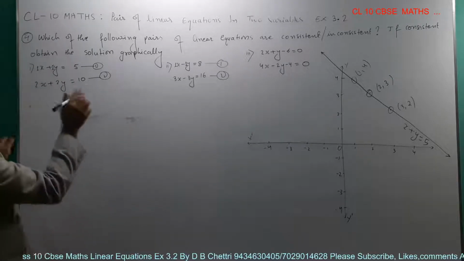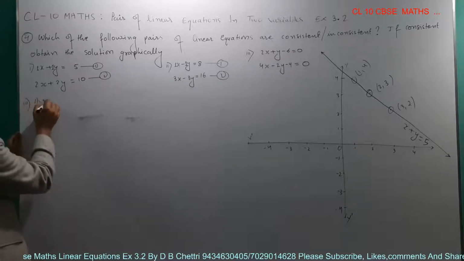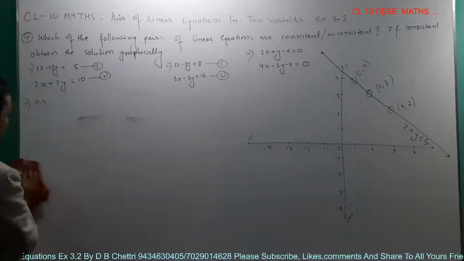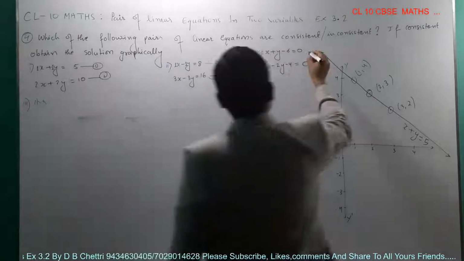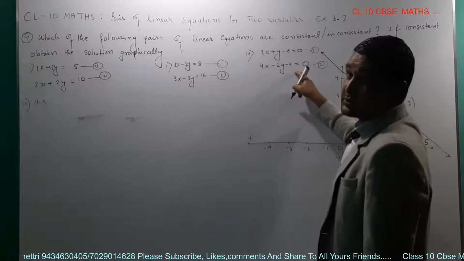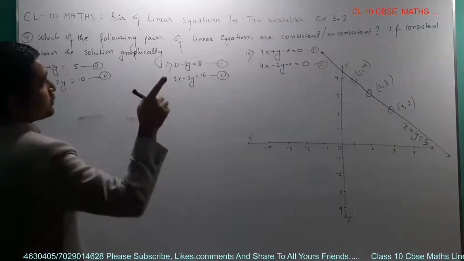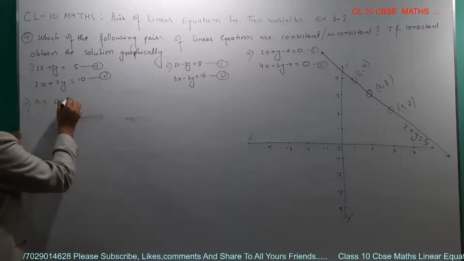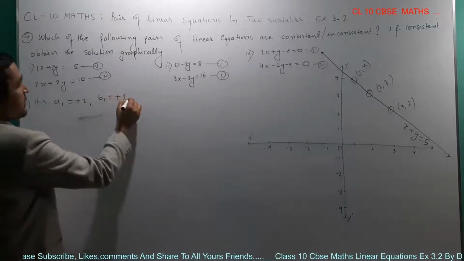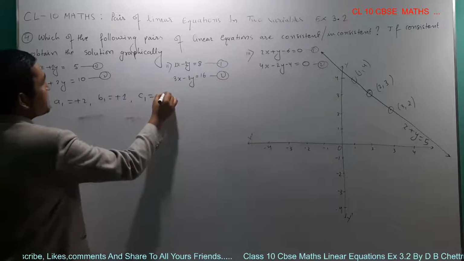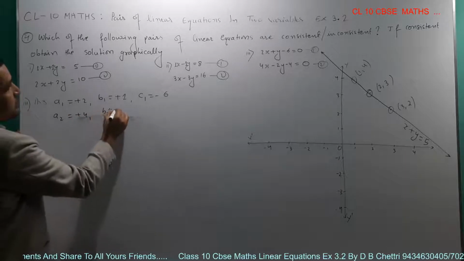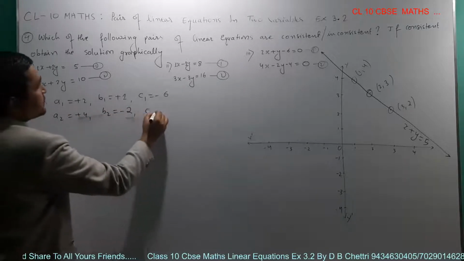Now let's do number 3. From equation 1, a1, b1, c1. From equation 2, a2, b2, c2. Now tell me the values of a1, b1, c1 and a2, b2, c2. a1, how much? Plus 2. b1, if there is no number, it means 1 is always there, plus 1. Then c1 equals minus 6. Then from equation 2, a2 equals plus 4, b2 equals minus 2, c2 equals minus 4.